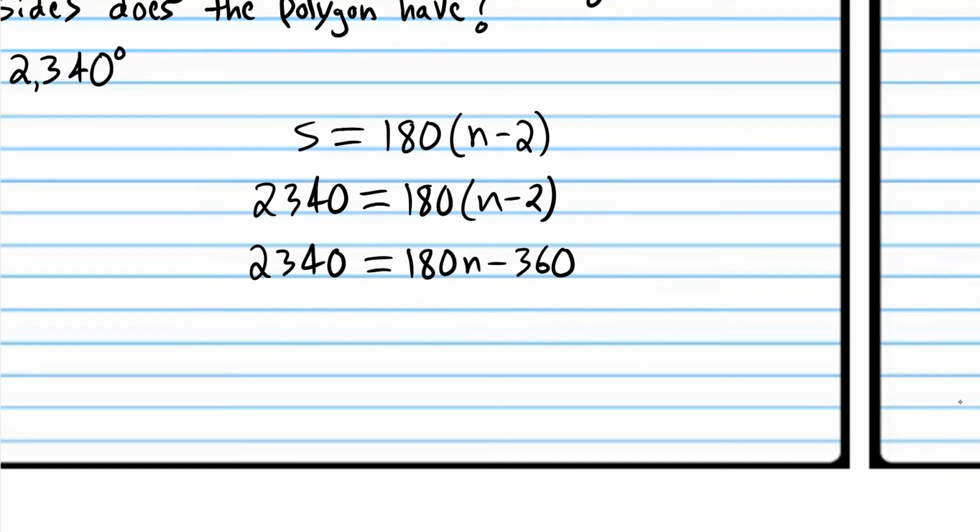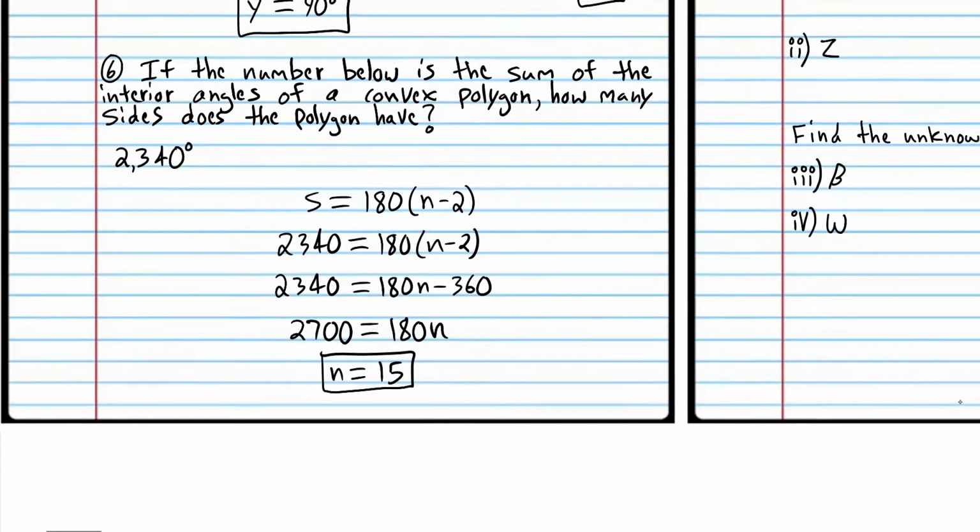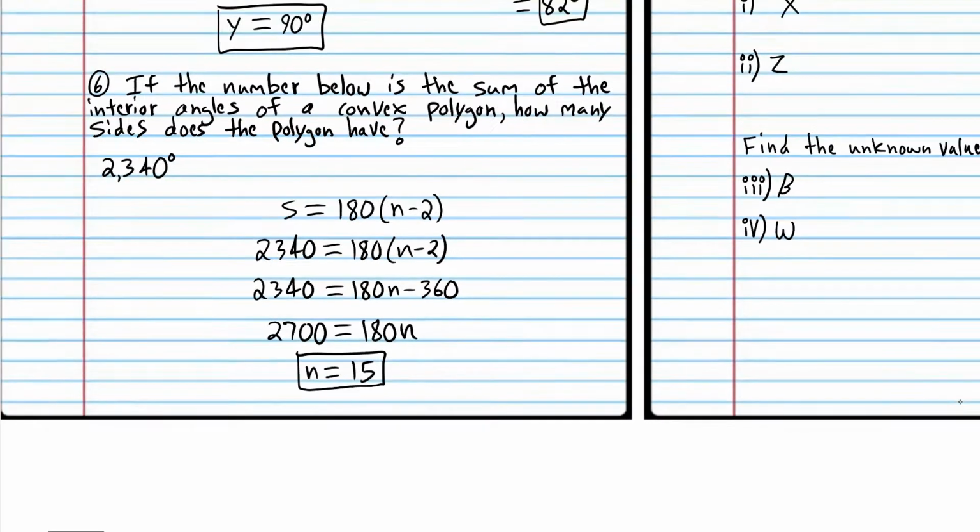And by the way, you can try dividing both sides by 180. See if you want to do it that way, then go ahead and do it. So now we're going to add 360 to both sides, and we get 2700 is equal to 180n, and then we're going to divide both sides by 180, and we get 15. So the number of sides of the polygon is 15. It has 15 sides. So if you got that answer, good job.